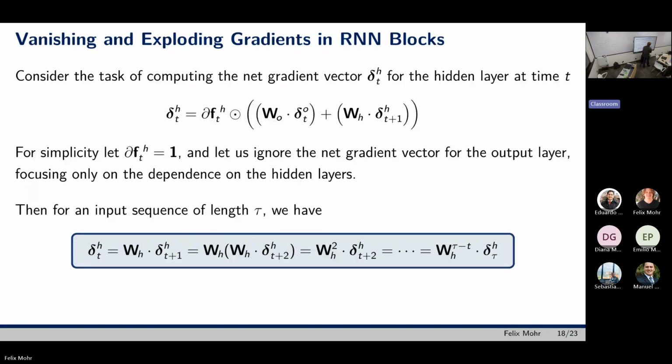Well, depending on where I am currently. If I'm at time step 0, then I do it all tau times. If I am already deeper in the sequence, then much less so. But in general, I have up to tau multiplications of this weight matrix with itself.